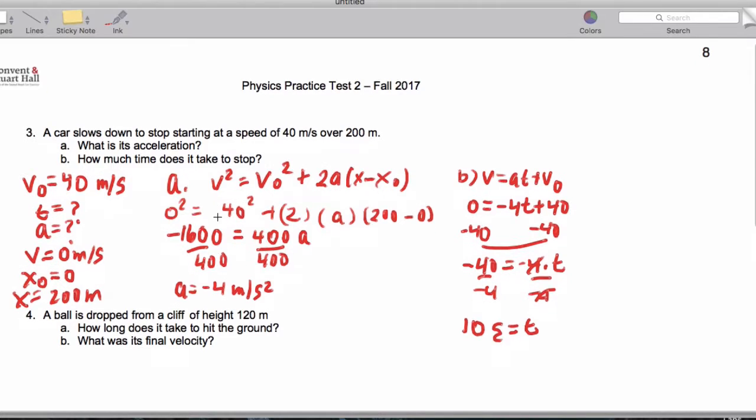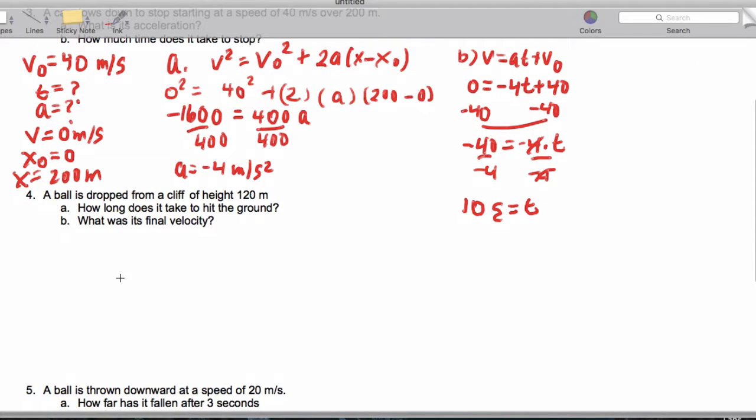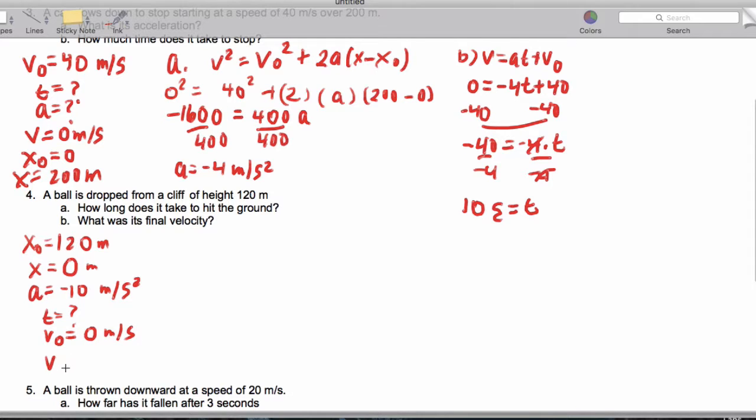Problem 3.4, a ball is dropped from a cliff of height 120 meters. How long does it take to hit the ground? What was its final velocity? If things drop, we know that x naught is 120, because that's how high up it starts. It hits the ground, which is 0. The acceleration is negative 10 meters per second squared, since it's falling. The time is unknown. It starts off from rest, and it ends up at an unknown velocity.